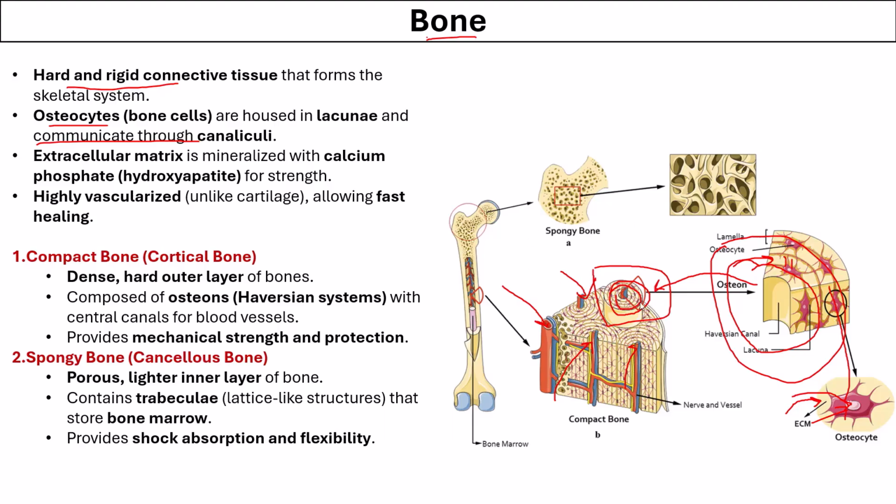You can consider the osteon a basic unit of bone tissue. If these osteons are packed very tightly, they make the compact part of our bone, and if they are present very loosely, then they make the spongy part of our bone.